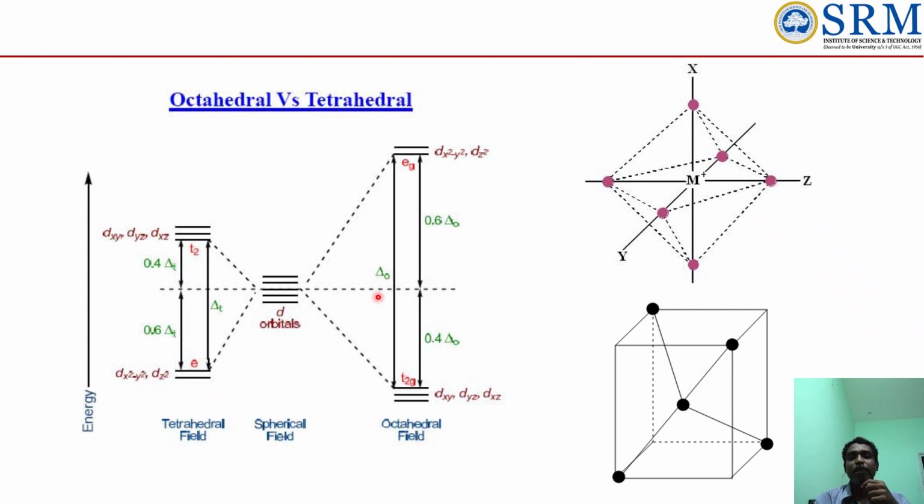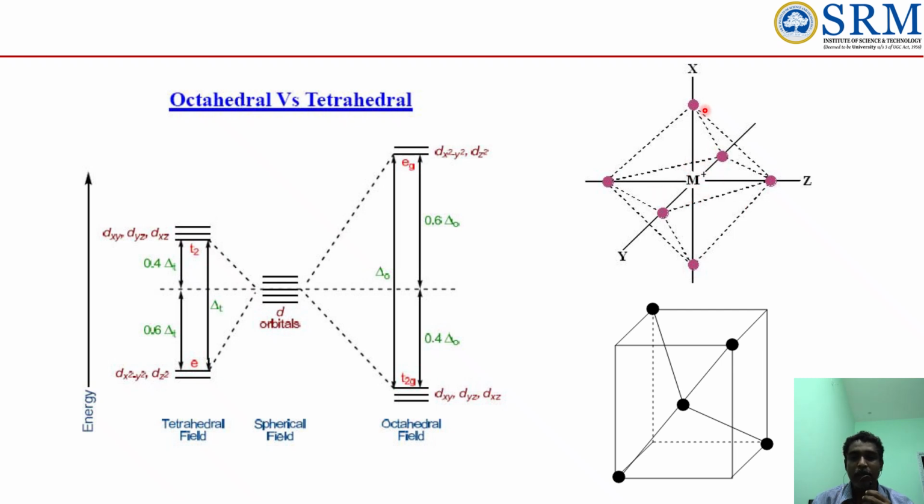The third thing is the way of representation, delta O and delta T. Okay, that stands for the respective geometry of the complexes you're going to deal with. Okay, so what is this gerade? This g stands for symmetry. So let us have a look.